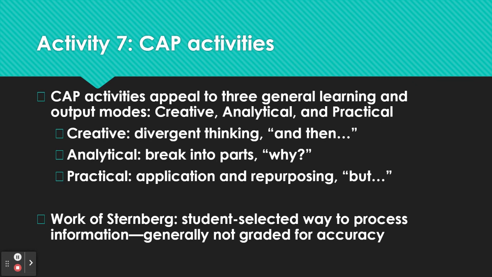Activity 7 is CAP activities. So CAP activities are creative, analytical, and practical activities. They appeal to 3 general learning and output modes, and so it's a student choice. They would choose between 3 options with an activity. You don't typically tell students this is a creative option, this is the analytical one, this is a practical one. You just simply set out the 3 different options.